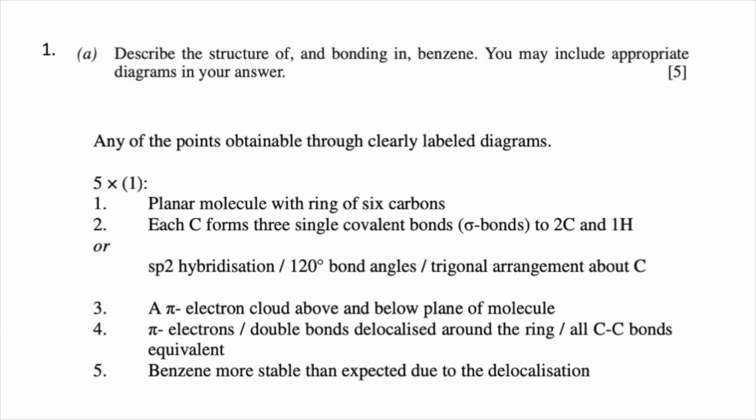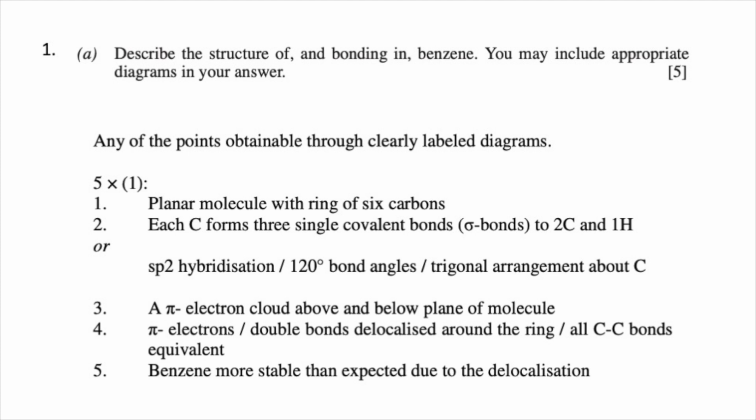For the second mark, you would have to say that each carbon has 3 single covalent bonds, you could call them sigma bonds, to 2 carbons and a hydrogen. So if you labelled the sigma bonds correctly, or wrote down that each carbon forms 3 sigma or single covalent bonds to 2 carbons and a hydrogen, that would get you the second mark. They also allowed you to say that it's a 120-degree bond angle there as well.